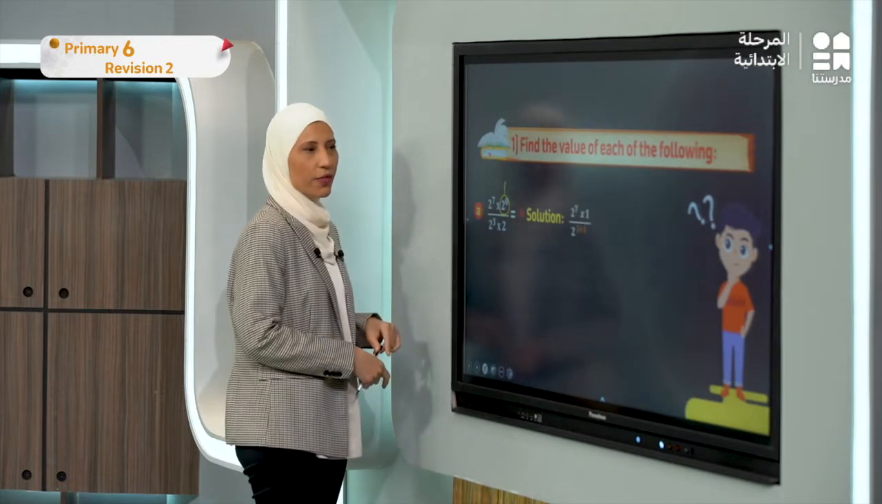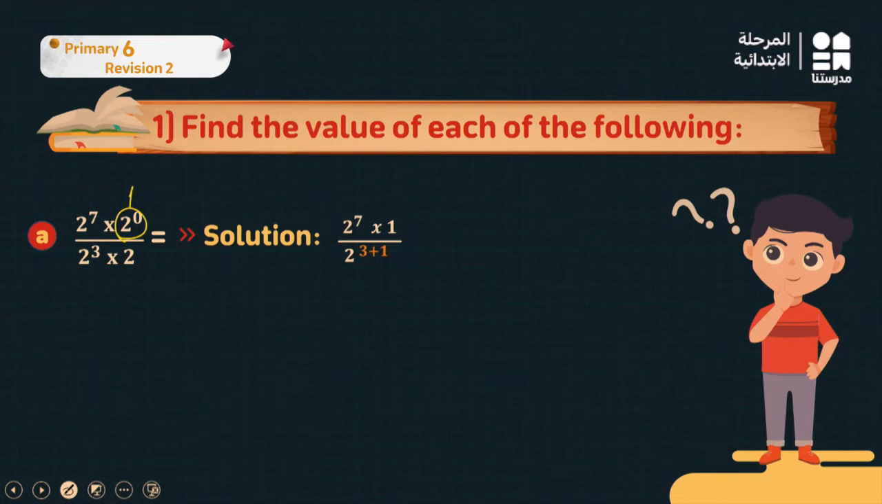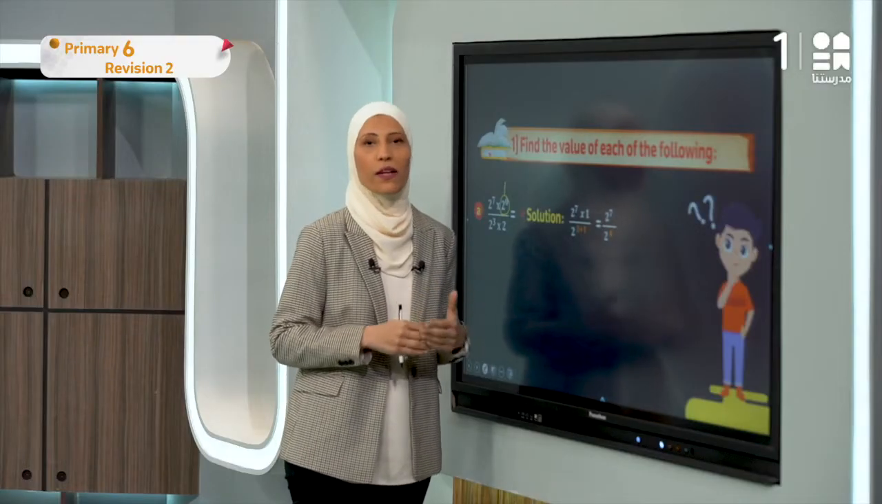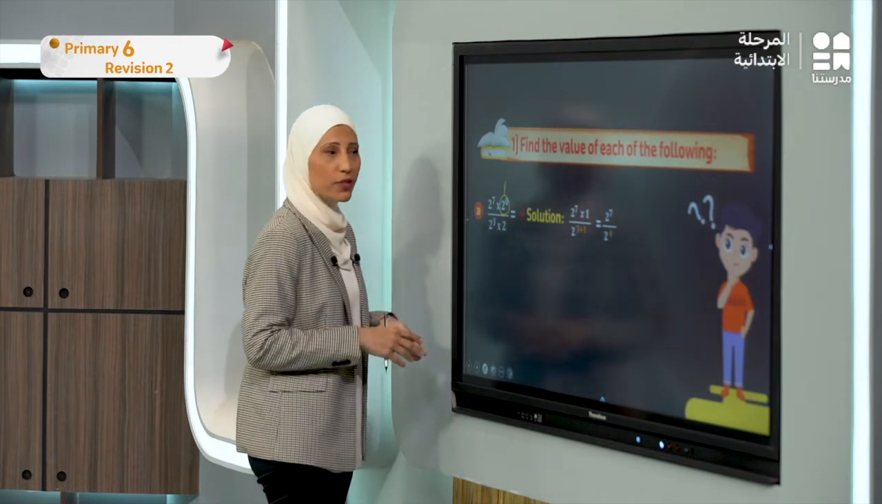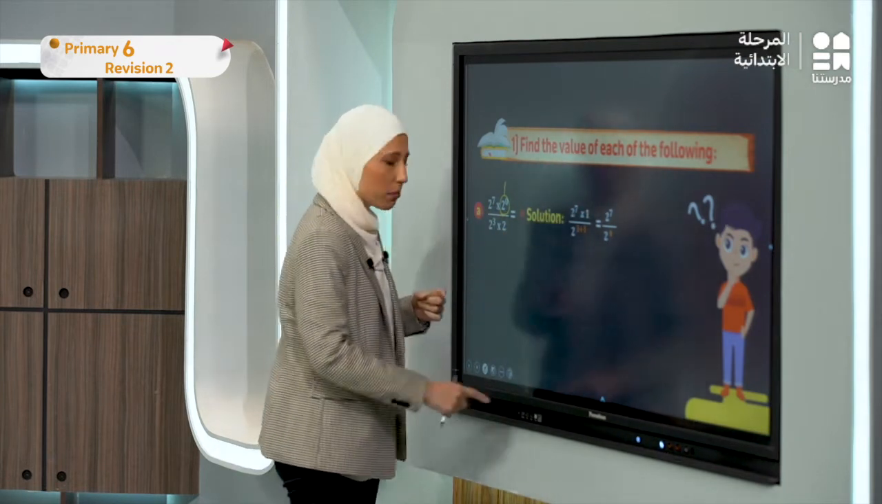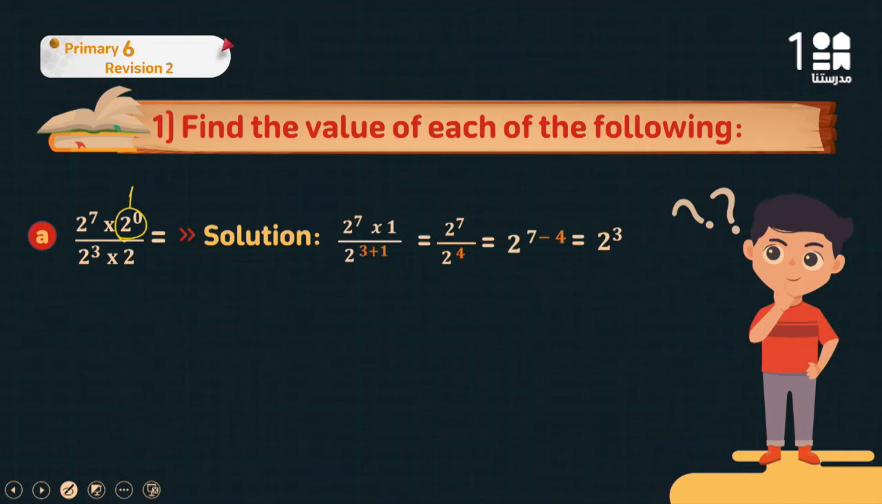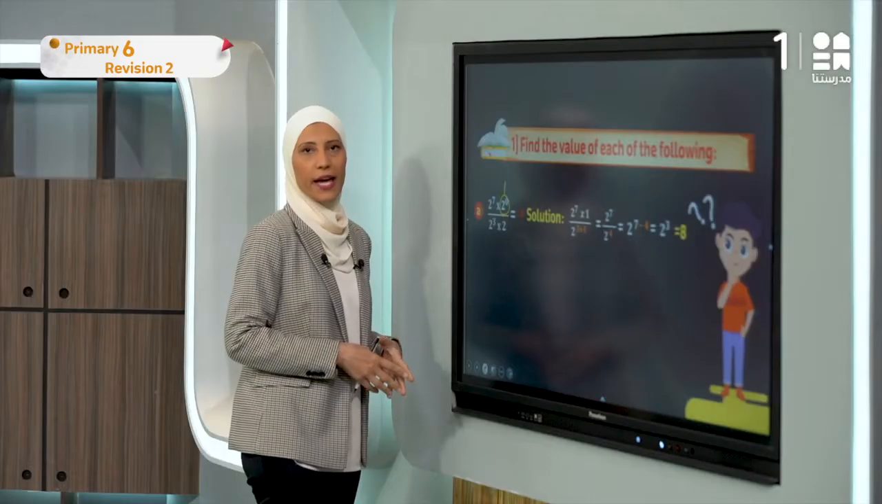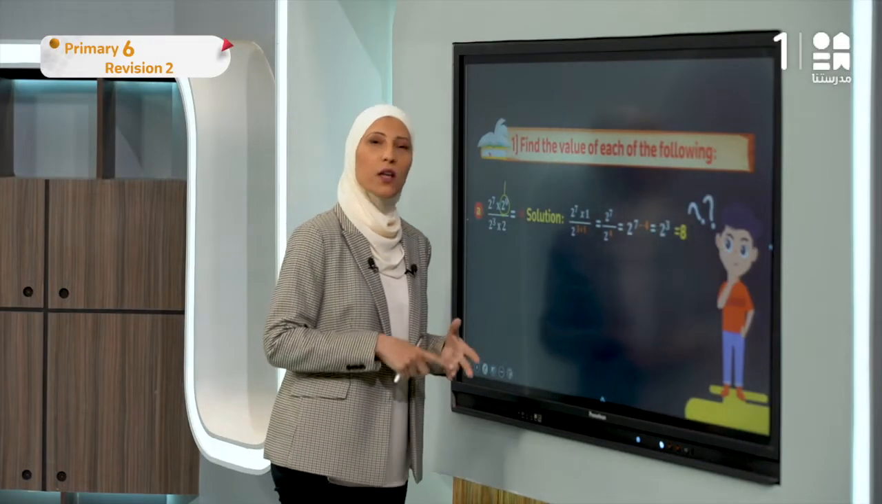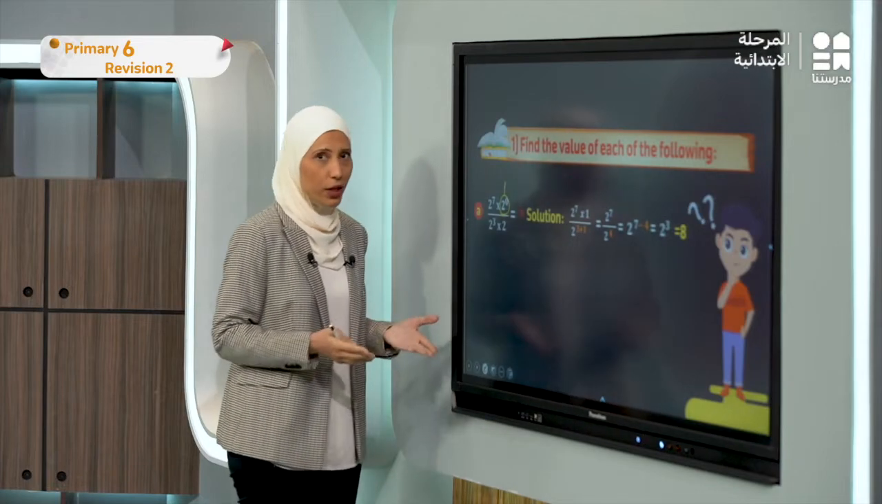So we write it like that: 2 to the power of 7 times 1 divided by 2 to the power of 3 plus 1. 3 plus 1 gives me 4. So I have 2 to the power of 7 divided by 2 to the power of 4. I have a division with equal bases, so I subtract the powers. I take only one base, 2, and make 7 minus 4. So 7 minus 4 gives me 2 to the power of 3. And of course, if you write 2 to the power of 3 in your calculator, you will find it is 8, because 2 times 2 equals 4, times 2 equals 8. And of course, you can write it in the calculator.